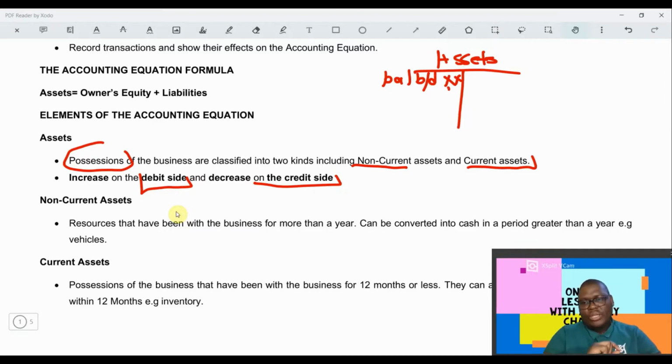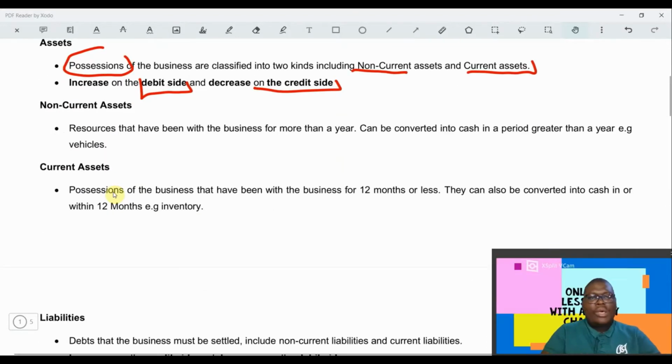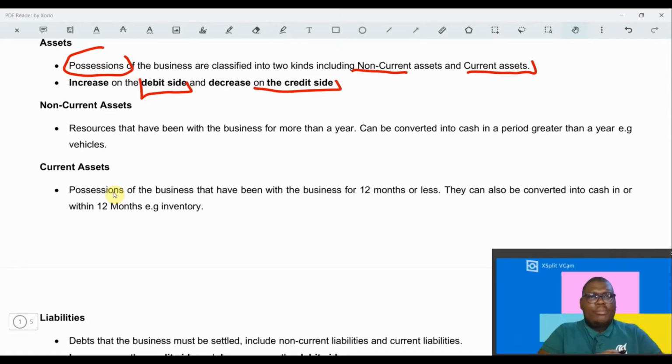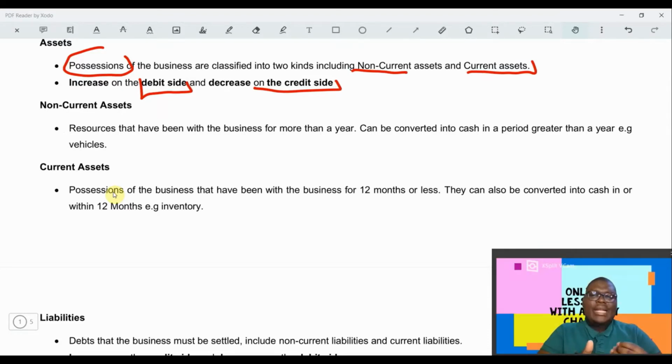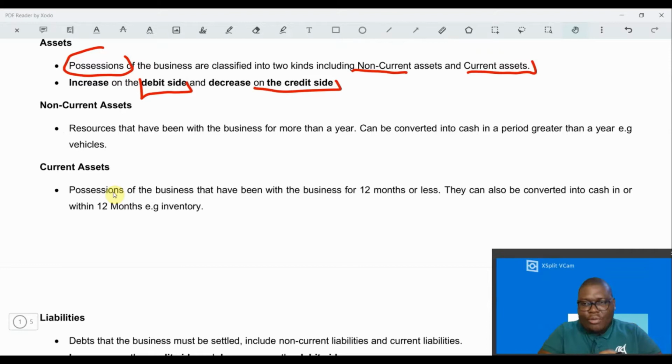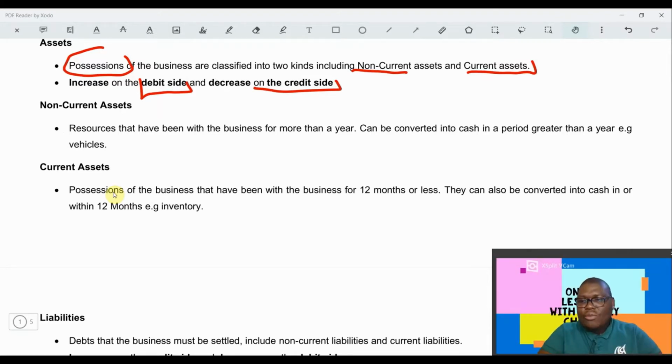Now we need to be able to differentiate between current assets and non-current assets, which is what I'm going to do with you right now. We are told that non-current assets are the resources that have been with the business for more than a year. Normally, the resources that have been with the business for more than a year, or that will take more than a year to convert into cash, include things like your vehicles, land and buildings.